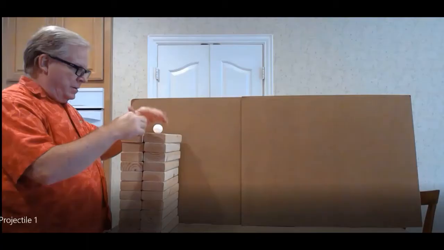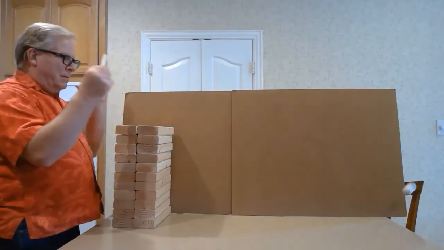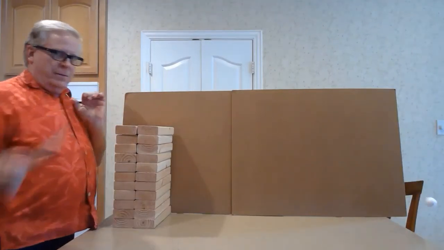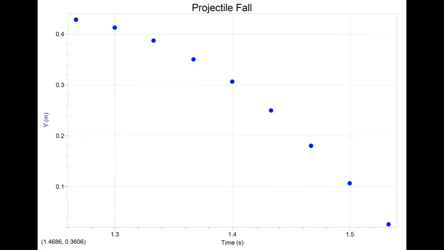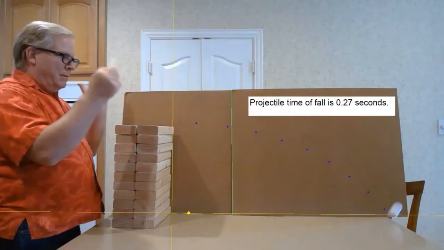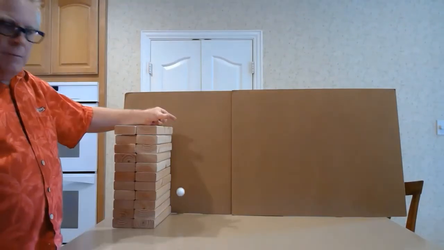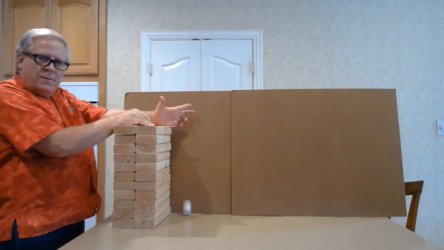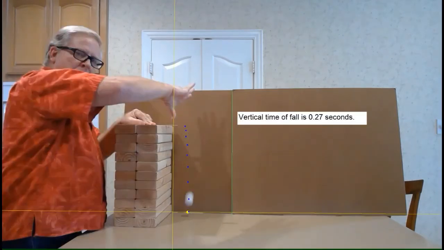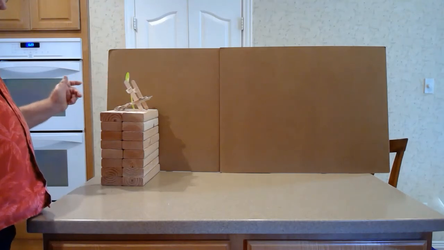To answer that, let's compare a projectile to something that is only falling. In this video, I launch a foam ball horizontally a few times. I analyzed the video using Logger Pro and found out that the ball hit the ground in 0.27 seconds. I then dropped the same ball from the same starting height and analyzed its motion. Even though the ball was not moving forward, it still took 0.27 seconds for the ball to hit the table. The horizontal motion did not affect the vertical motion.